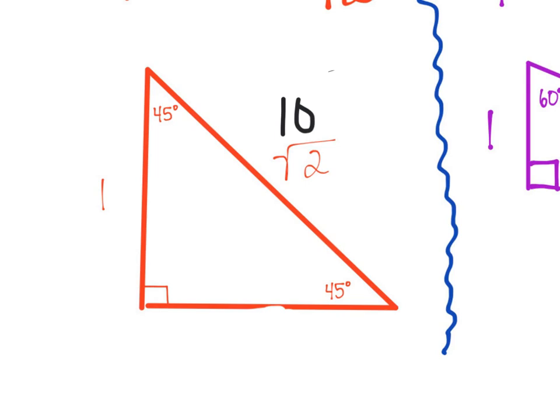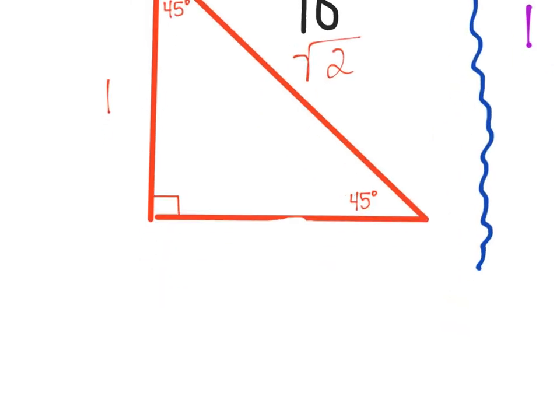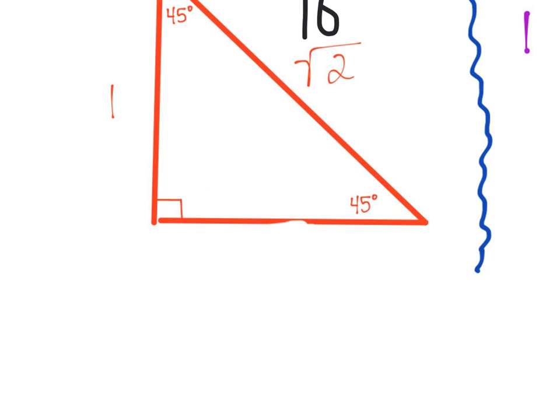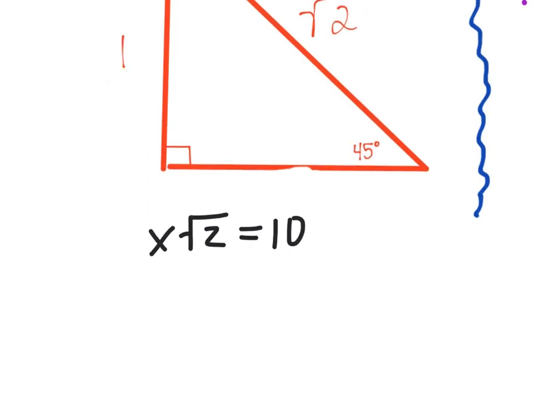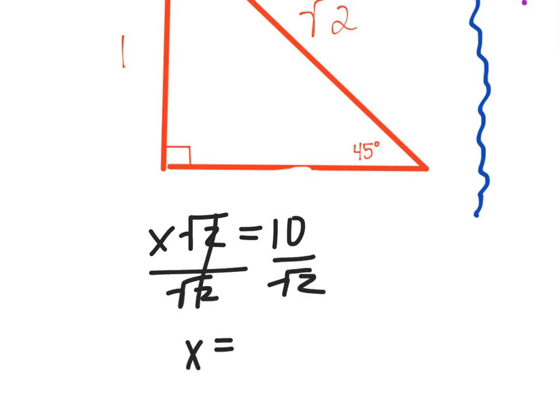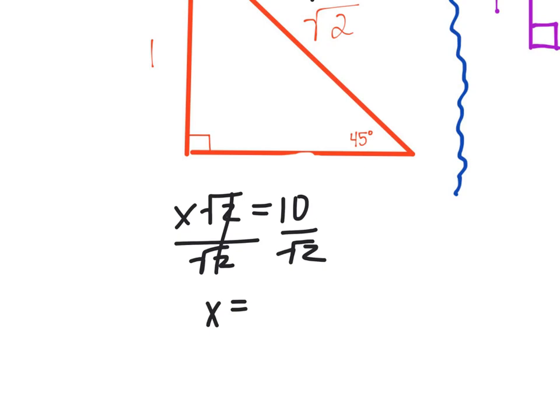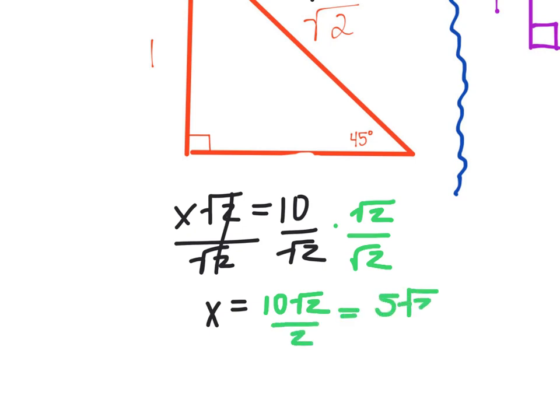You would have to set up a little equation. You would have to say that x radical 2 equals 10. How would I get x by itself? Divide both sides by radical 2, right? So x equals, can I leave 10 over radical 2? No, I'd have to rationalize. So this would be 10 radical 2 over 2, which would then be what? So both the legs would be 5 radical 2.